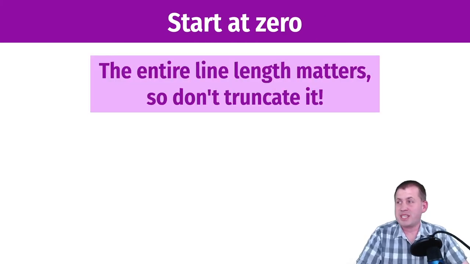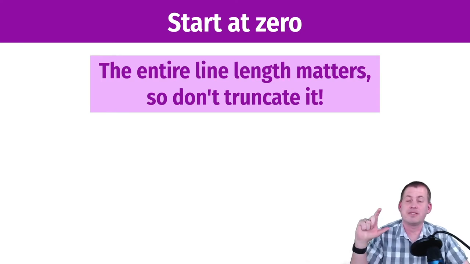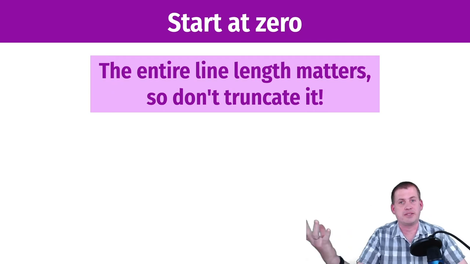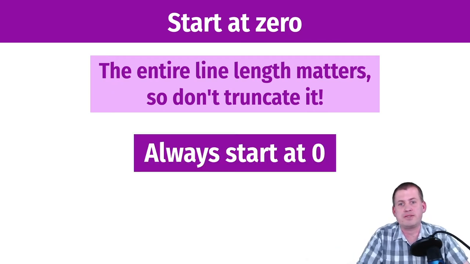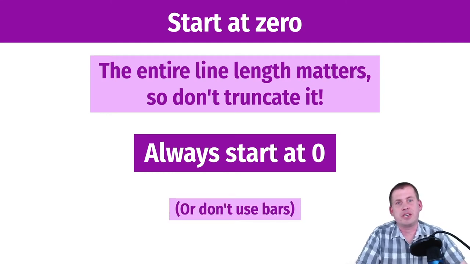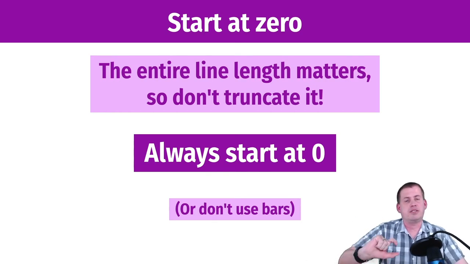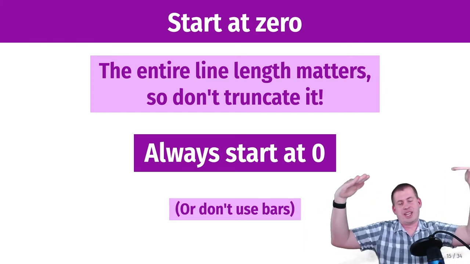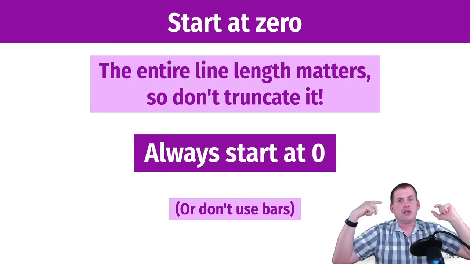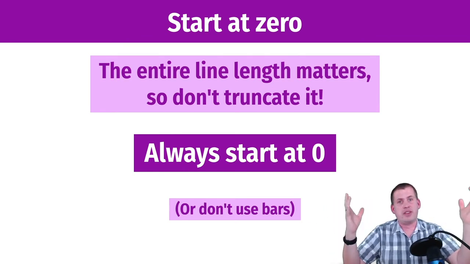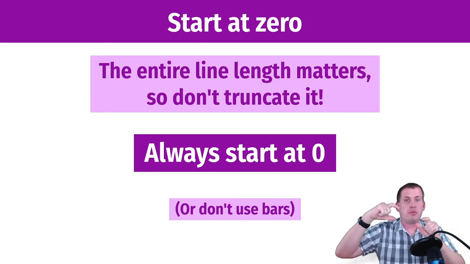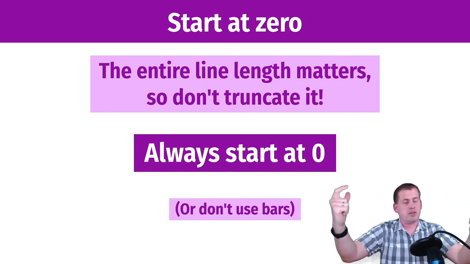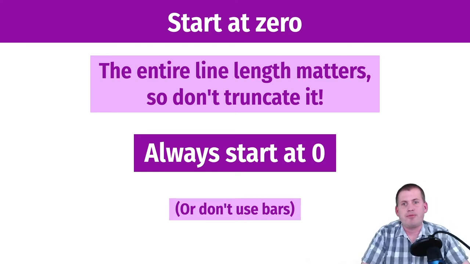Because the entire line length matters, the length of the line is what is actually encoding the size of the data or the size of the count. You can't truncate it. You always have to start at zero with these bar charts, or don't use bars. The whole reason for having a bar chart is because the length of the bar encodes the data. So if you're worried about the plot taking up too much ink because all of the bars are like in the 90% and you don't want all of that extra junk, do something else like dots or anything that's not those bars, because those bars are essential to getting the length, which then conveys that information. So that's the main rule about bar charts here: always start at zero.